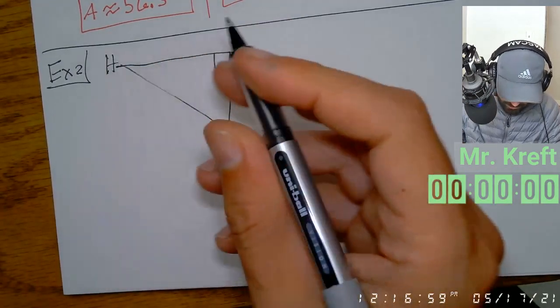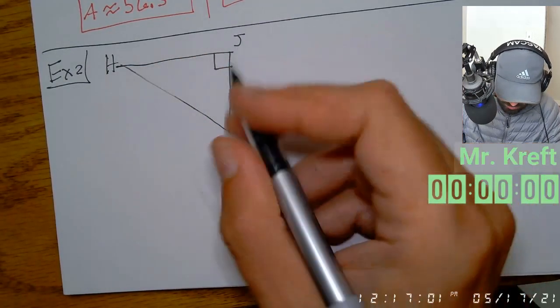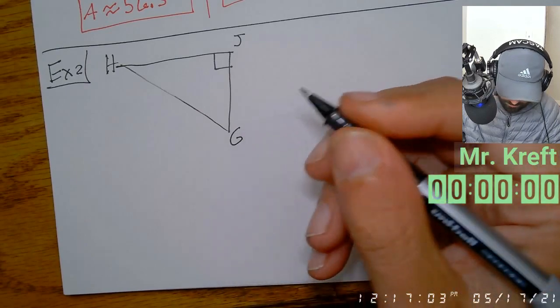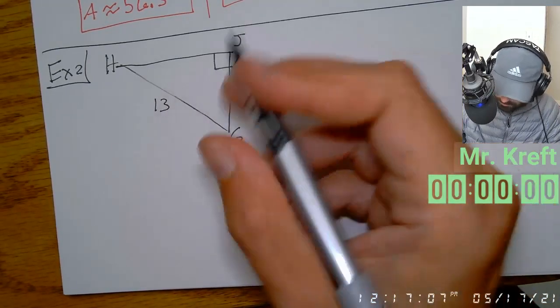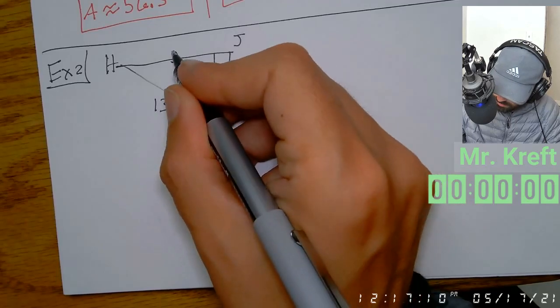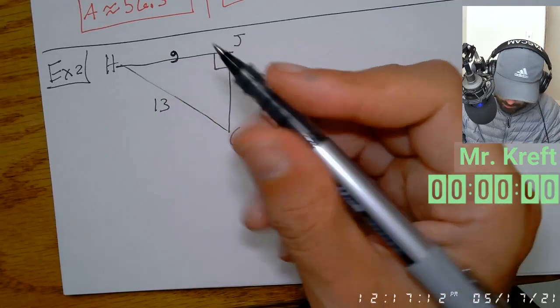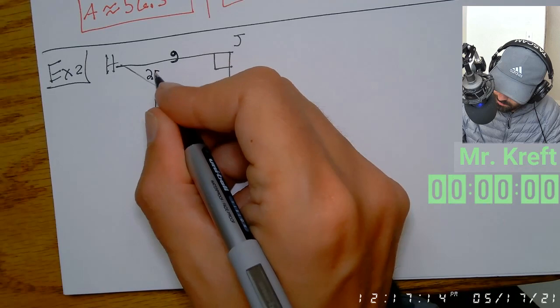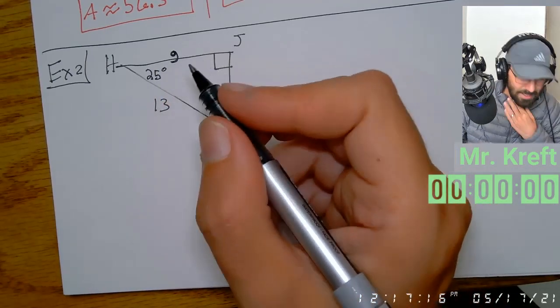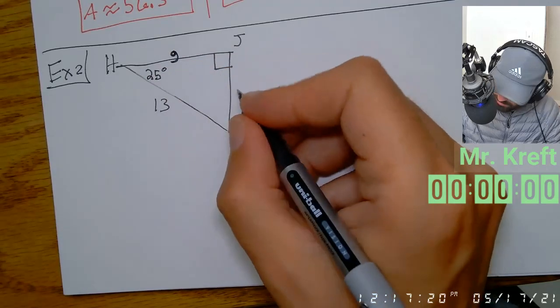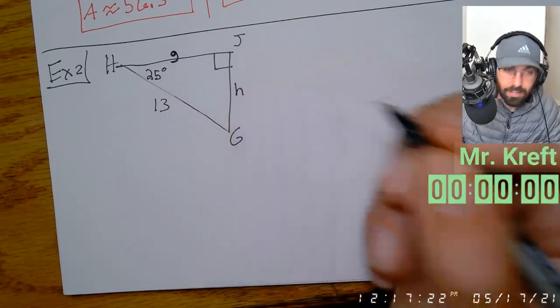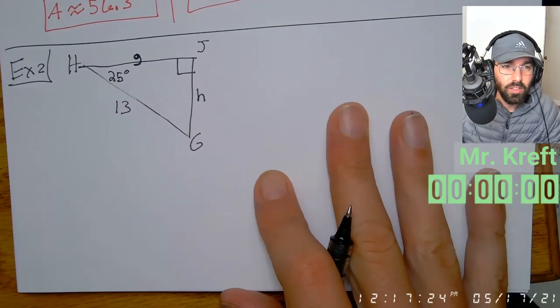So I'm going to call this capital H, capital J, capital G. I'm going to call this 13. I'm going to call this little g. Little g sounds like a rapper. I'm going to call this 25 degrees. Sorry. When I talk a lot, my voice dries up. And then I have H down here.